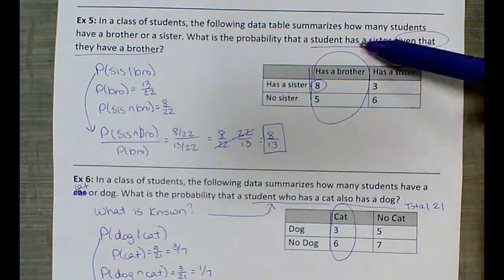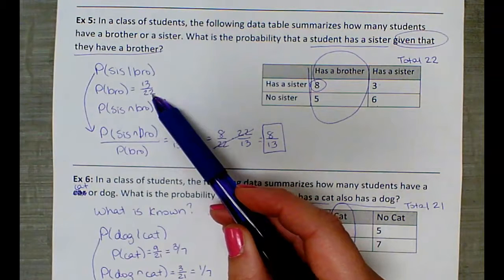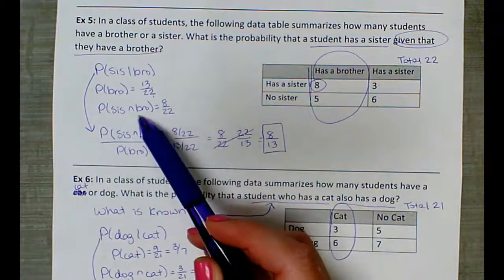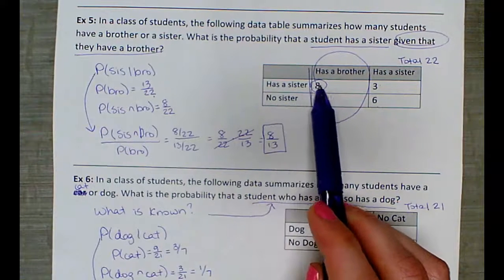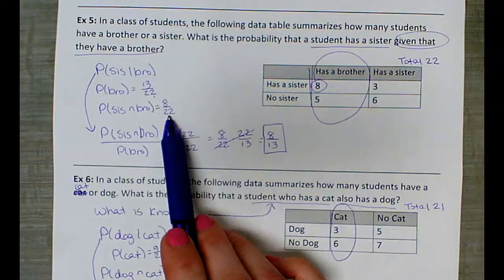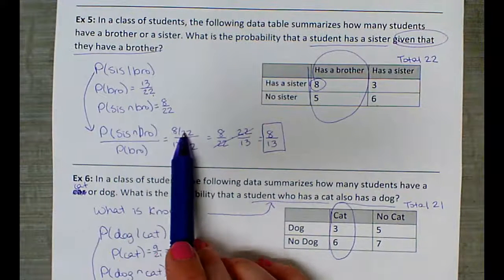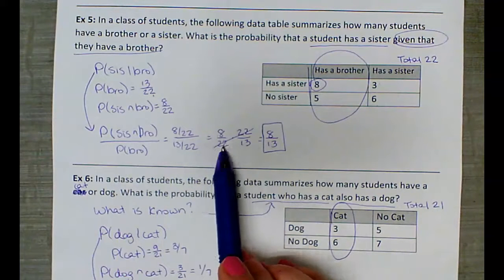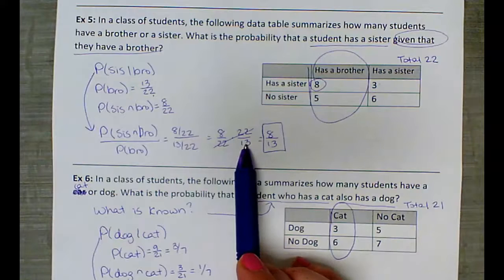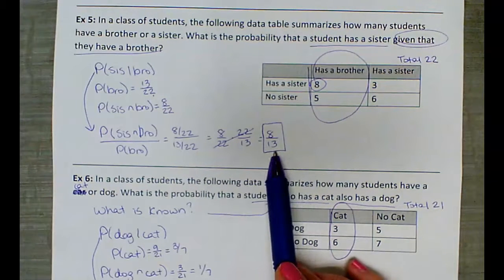The students that have a brother are 13 out of 22, so there's my probability. Now I find the intersection, the students who have a sister and a brother. So of the ones that have a brother, the ones that also have a sister is 8 out of 22. So here we go. If I find the probability of having a sister given that they have a brother, I want the intersection here over the known probability here. That's 8 over 22 times the reciprocal, 22 over 13. The 22's cancel. So the conditional probability is 8 out of 13.